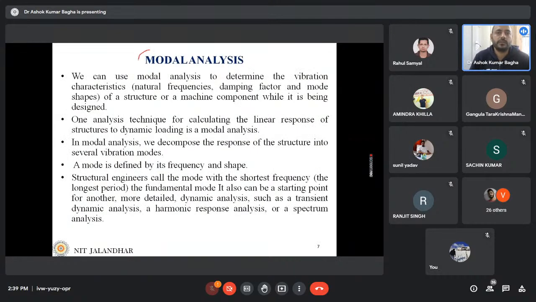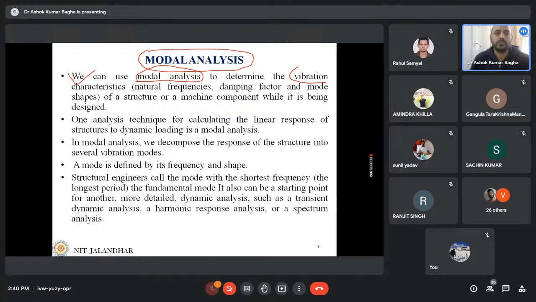So let us talk about modal analysis, and let us try to see the application of modal analysis in composites. First, we can use modal analysis to determine the vibrational characteristics. Today morning also, Professor Sharad Pradhan sir had told that. So why are we studying modal analysis? Why are we not doing fluid dynamics and structural analysis? Why are we preferring modal analysis?